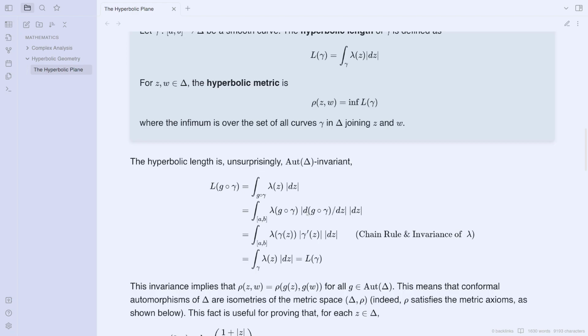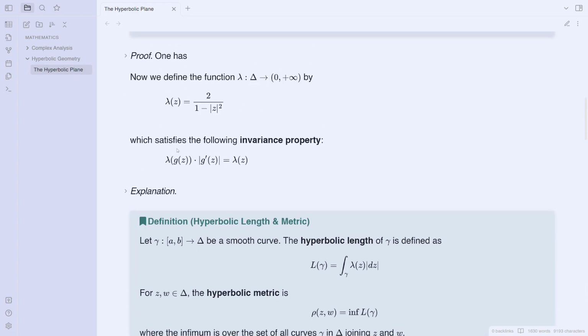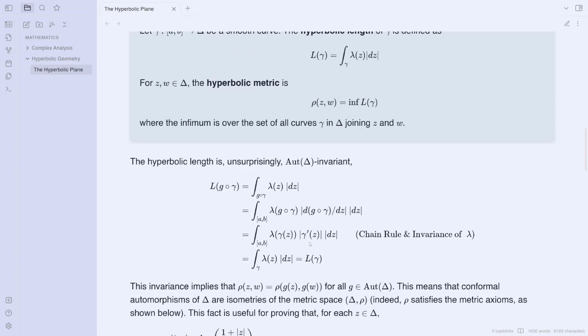And then now I use the invariance of lambda, that identity that we saw up there. Okay, so we have something that looks very nice and familiar here. And I replace that with, well, this right here is just the definition of the line integral, right? We have the function composed with the curve times the derivative of that curve. Okay, and that's just the line integral over gamma. So the line integral over a Mobius transformation composed with a curve is equal to just the length of that curve itself. Okay, so we have this invariance of the hyperbolic length.